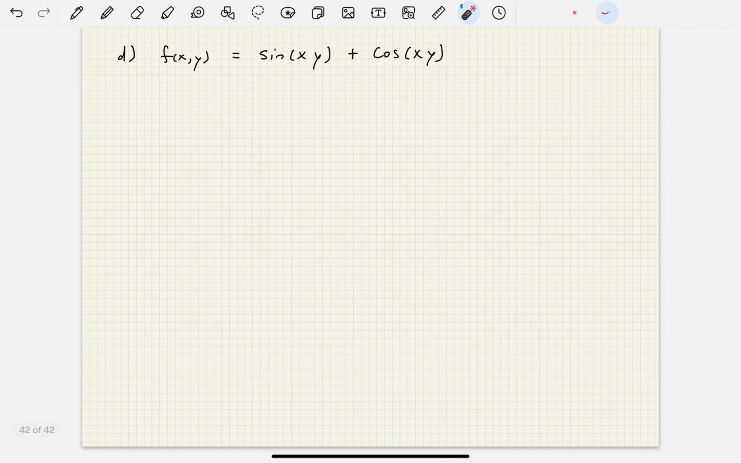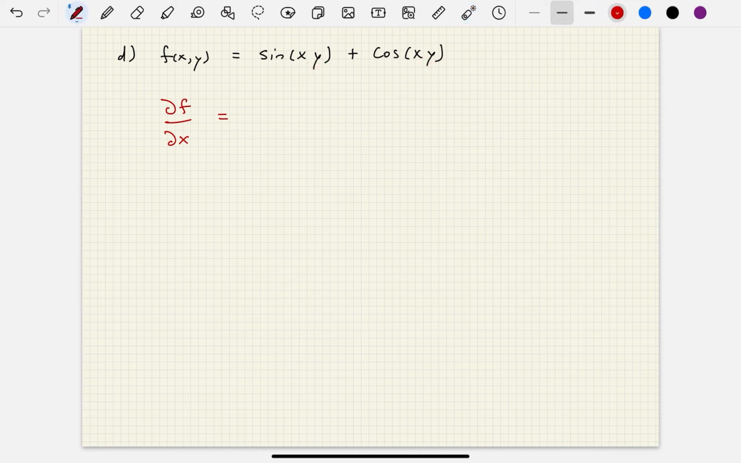Let's do one more example. This one looks a little bit more complicated. We have 2 independent variables, x and y, and so we've got sine of x times y plus cosine of x times y, okay? So how do we perform these 2 first order partial derivatives? Well, first, there's 2 of them, 2 first order partials, one with respect to x and one with respect to y. Let's do df/dx first, okay? So here, y is going to be treated as a constant, okay? And x is the variable, all right?